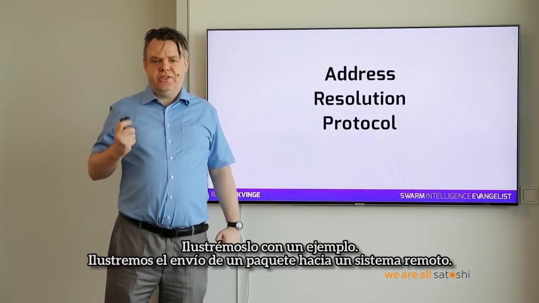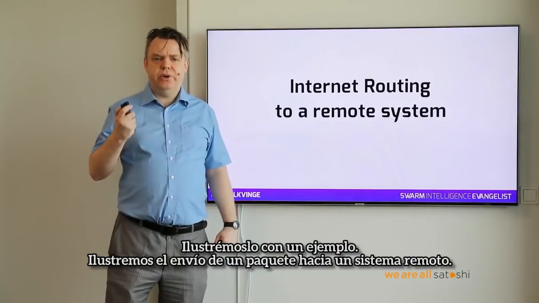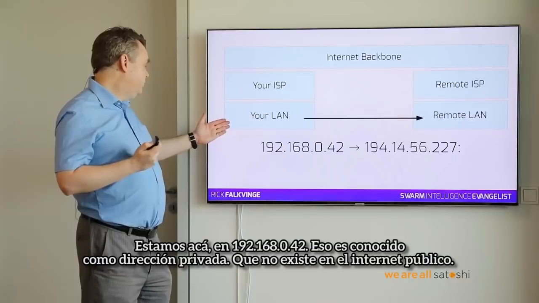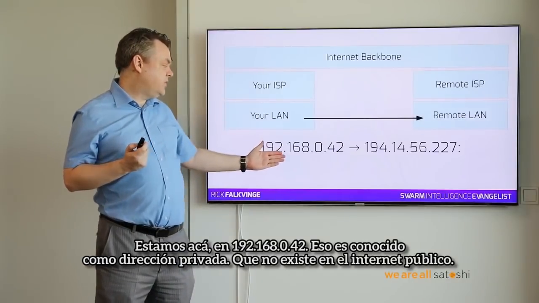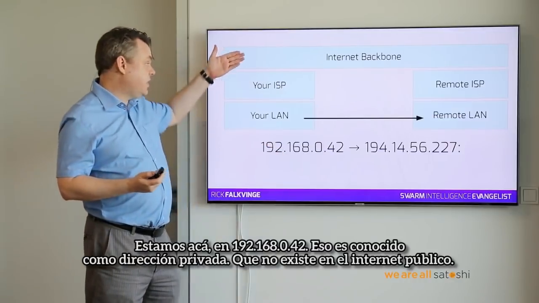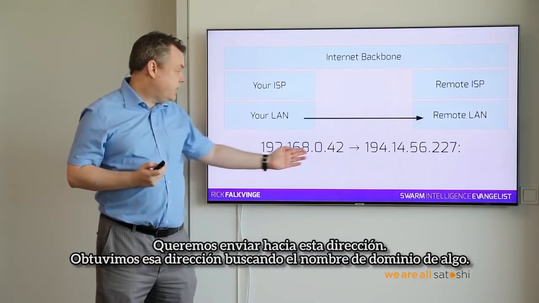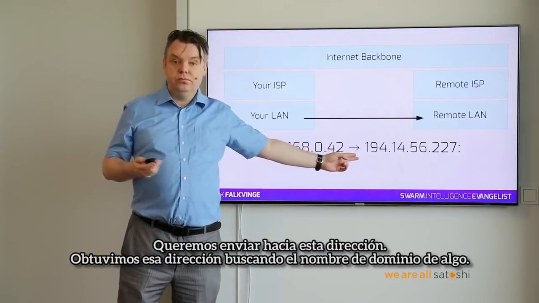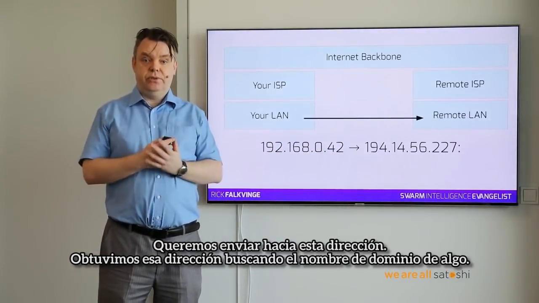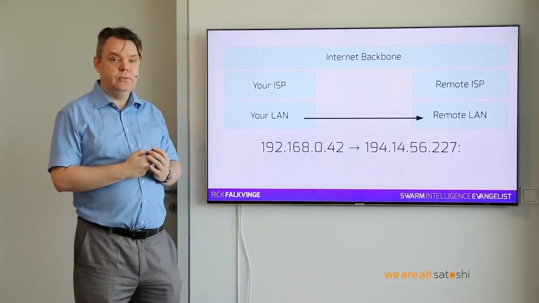But let's illustrate with an example. Let's illustrate a package to a remote system. We are here at 192.168.0.42. That's a so-called private address. It doesn't exist up on the public internet. We want to send to this address. We got that address from looking up the domain name of something.